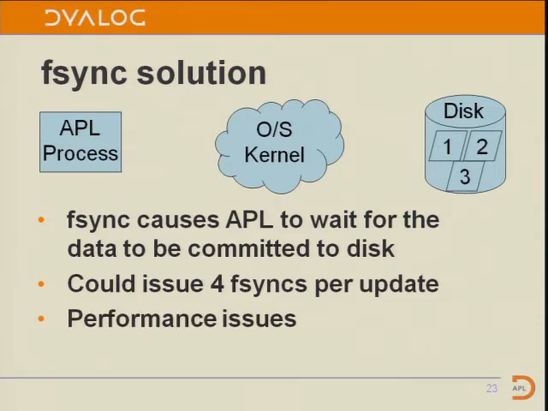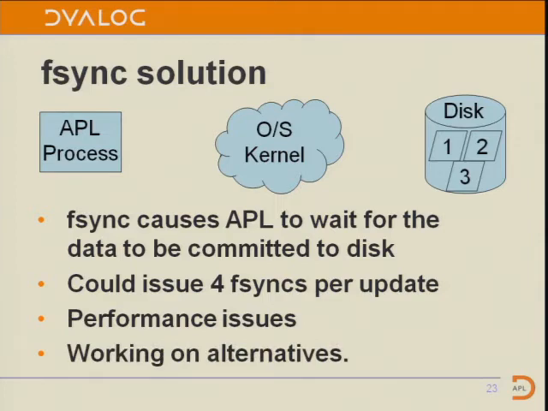But the problem with fsync is, as you've seen, it causes a wait. It causes a significant wait. Updates to files slow down by factors of about 1,000. So this wasn't an option. So we've been thinking about something else.